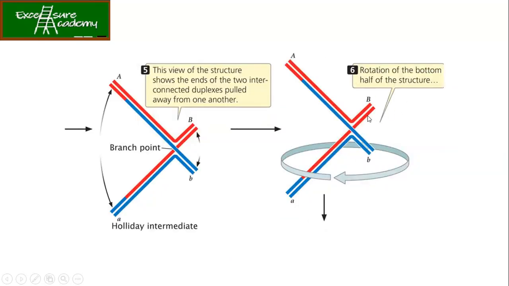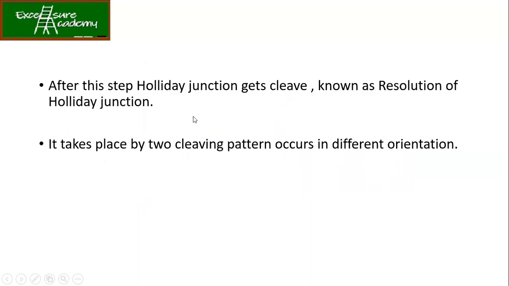Now, again, so now we have got two options. What are those two options? So after this step, the Holliday junction gets cleaved, and this step is known as resolution of the Holliday junction. Meaning what? I have to solve this now. We can't have two sister chromatids stuck together like this, right? We want to release them.